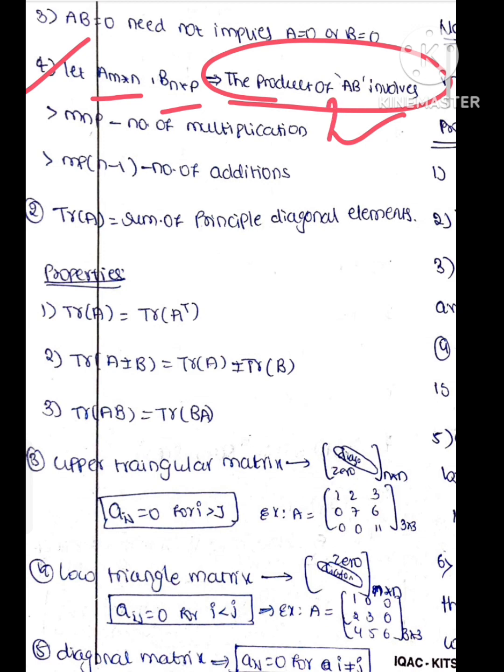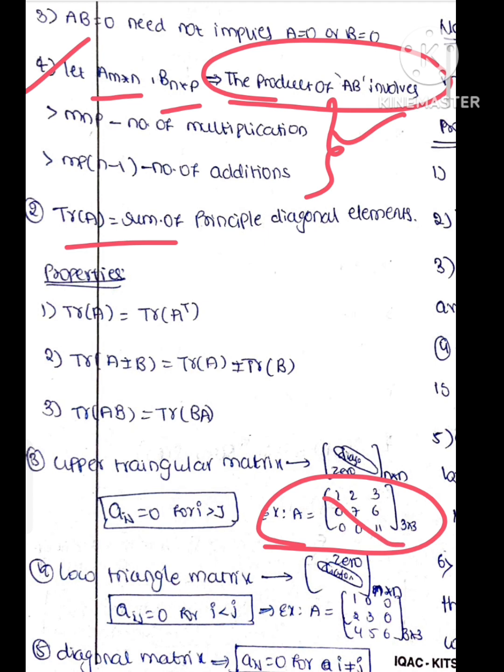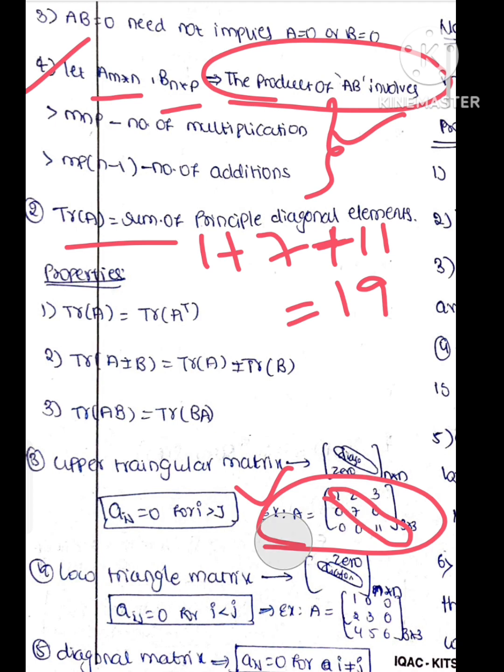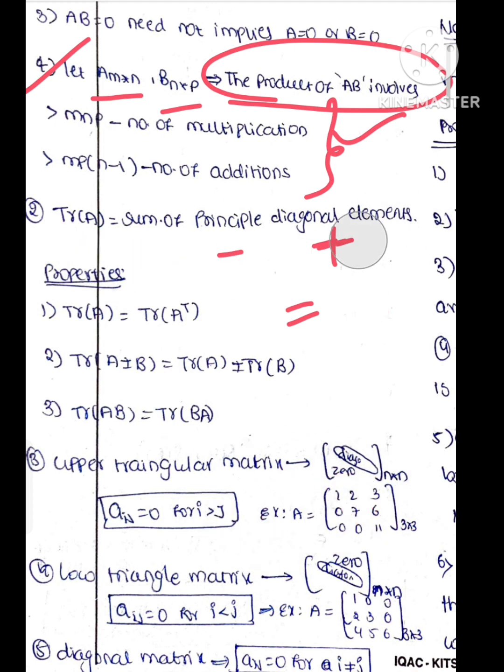So in this way, this is the fourth point, meaning trace of A, which is nothing but the sum of the principal diagonal elements. That means if we take this A matrix, the sum of the principal diagonal elements means 1, 7 and 11, like 1 plus 7 plus 11, which is equal to 19. 11 plus 7 is 18, and 1 more is 19, which is the trace of this matrix. In this way you can find the trace of the matrix.